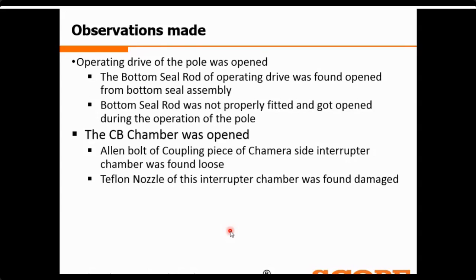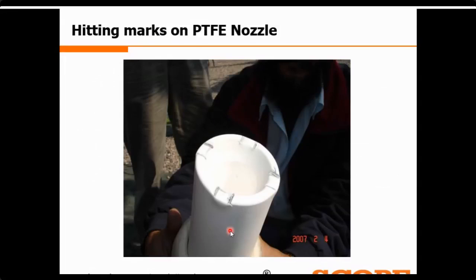When the circuit breaker chamber was opened, the Allen bolt of the coupling piece of the camera side interrupter was found loose. The Teflon nozzle of this chamber was found damaged. This is the PTFE nozzle, and you can see the heating marks on it. Because of these, abnormal spikes were coming in the DCRM signature.